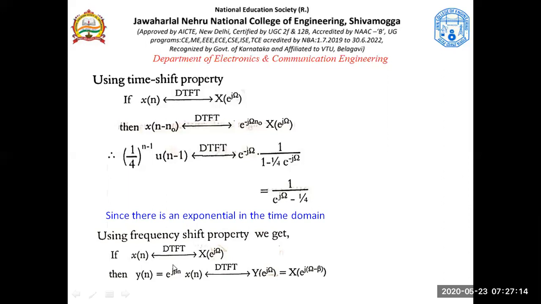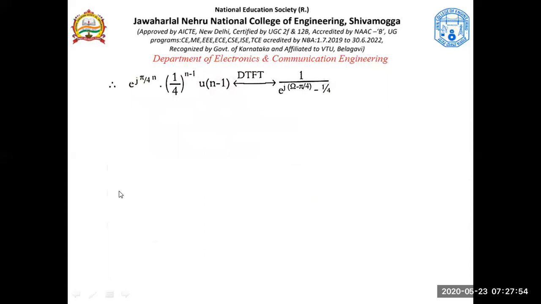But yes, you need to be careful. If you have -1 as the shift, that -1 is shown as -1 here on the right hand side. See here, e power j omega to the power -1. So if it is -1 in time domain, -1 only in frequency domain. But if it is minus beta in the frequency domain, then it is plus beta in the time domain. If it is plus beta in the frequency domain, it would be minus beta in the time domain. Okay, simple stuff.